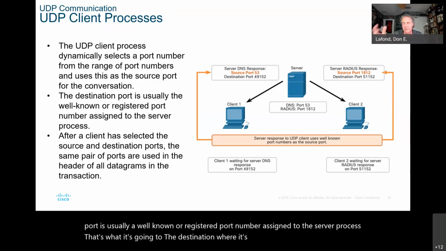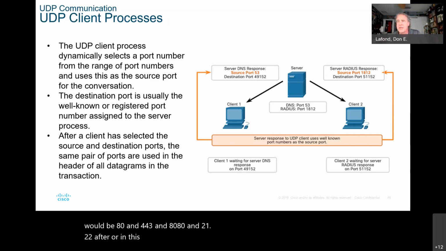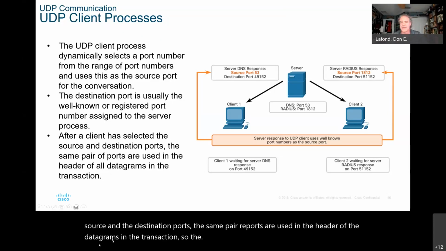So that would be 80 and 443 and 8080 and 2122. In this case, the RADIUS server is 1812. After a client has selected the source and the destination ports, the same pair of ports are used in the header of the datagrams in the transaction. So let's zoom in and take a look at that.